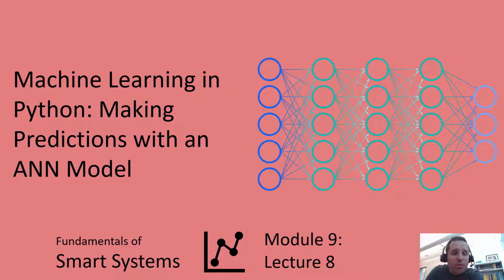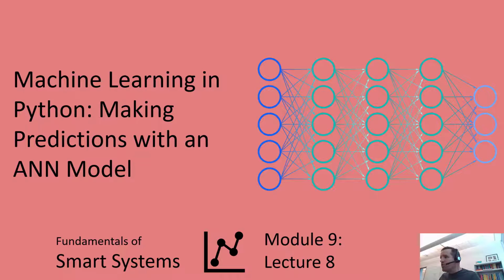All right, this, I believe, should be our last video lecture on artificial neural networks. We are going to be talking about how we take this great model that we've just built and use it to actually make predictions in a real-world context. So we're going to pick up where we left off.